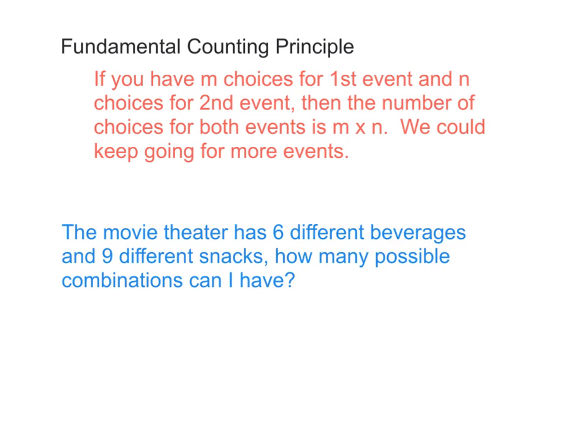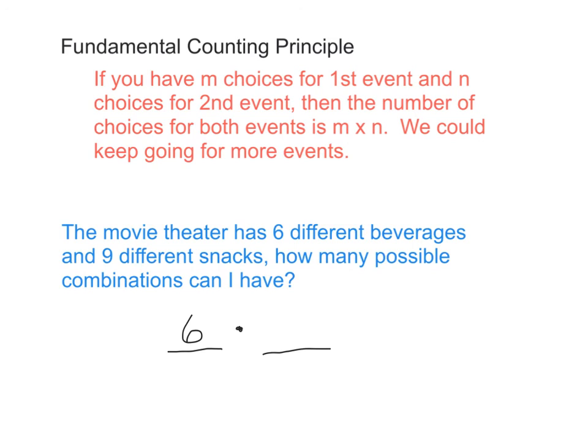Now, let's look at the problem. The movie theater has 6 different beverages and 9 different snacks. How many possible combinations can I have using the different beverages and the different snacks? Well, let's think about what I would have for the first event. The first event is different beverages. How many possible choices can I have? You got it, 6.